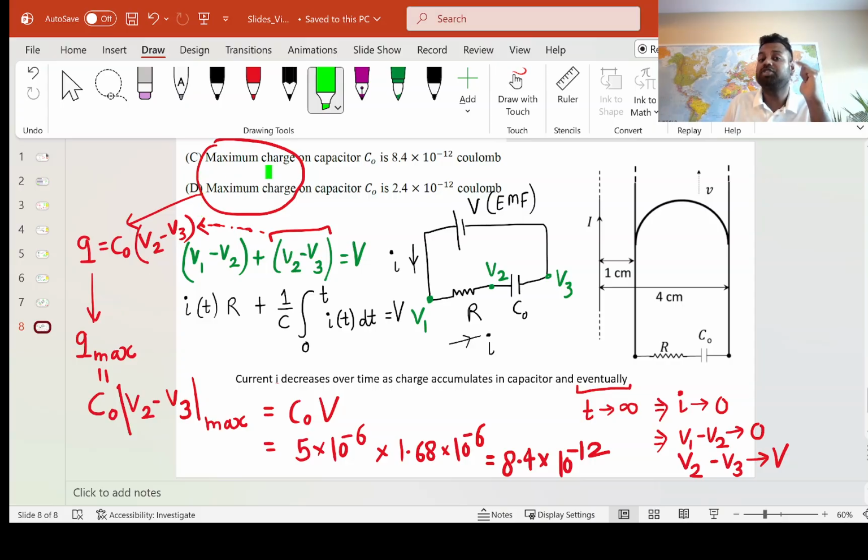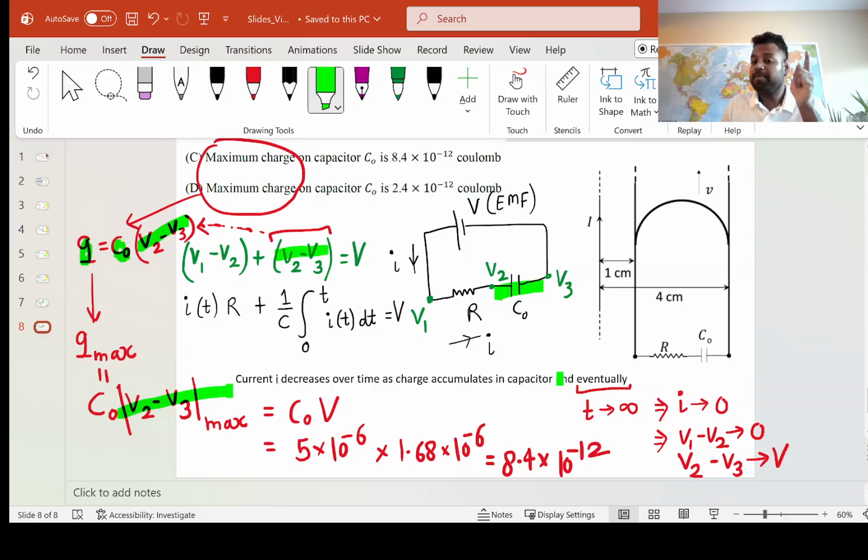C and D are about the charge on the capacitor. The formula for that is Q, the charge on the capacitor, equals C0, the capacitor constant, multiplied by the voltage across the capacitor, V2 minus V3. So Q max will occur, since C0 is constant, when V2 minus V3 is max.